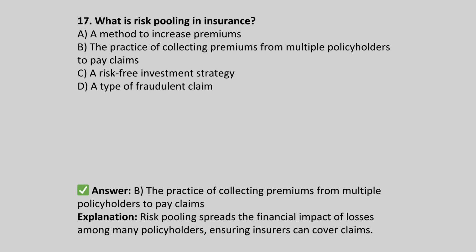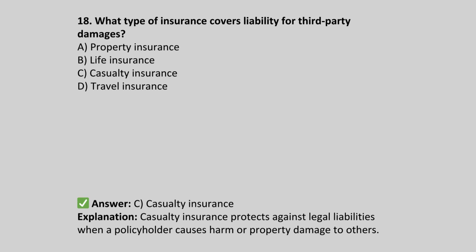What is risk pooling in insurance? A. A method to increase premiums. B. The practice of collecting premiums from multiple policyholders to pay claims. C. A risk-free investment strategy. D. A type of fraudulent claim. Answer: B. The practice of collecting premiums from multiple policyholders to pay claims. Explanation: Risk pooling spreads the financial impact of losses among many policyholders, ensuring insurers can cover claims.